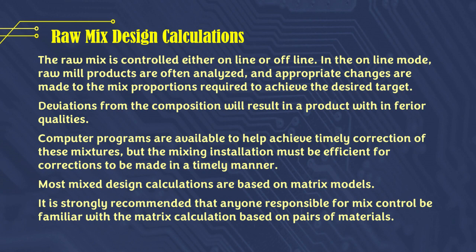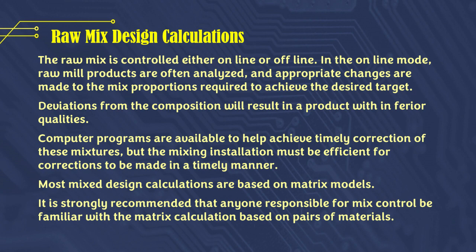Raw mix design calculations. The raw mix is controlled either online or offline. In the online mode, raw mill products are often analyzed, and appropriate changes are made to the mix proportions required to achieve the desired target. Deviations from the composition will result in a product with inferior qualities.